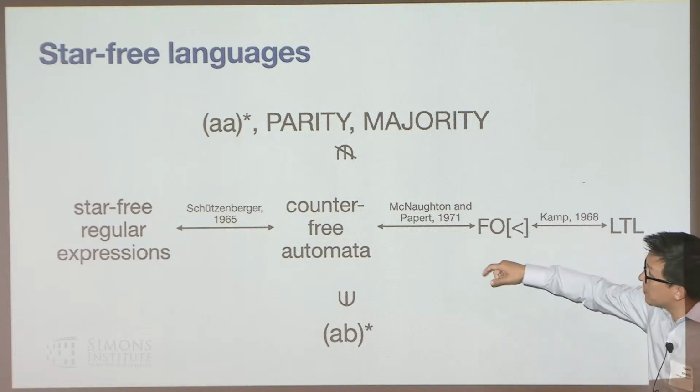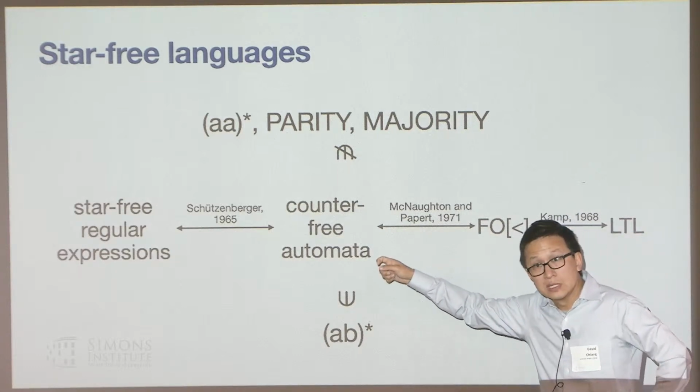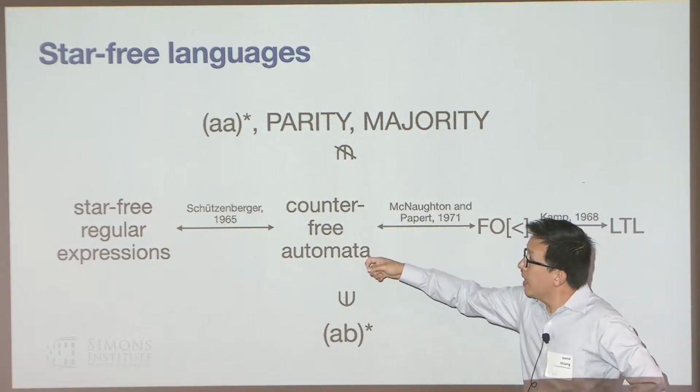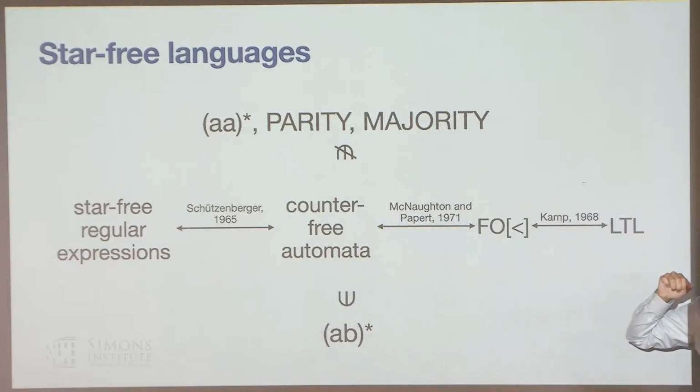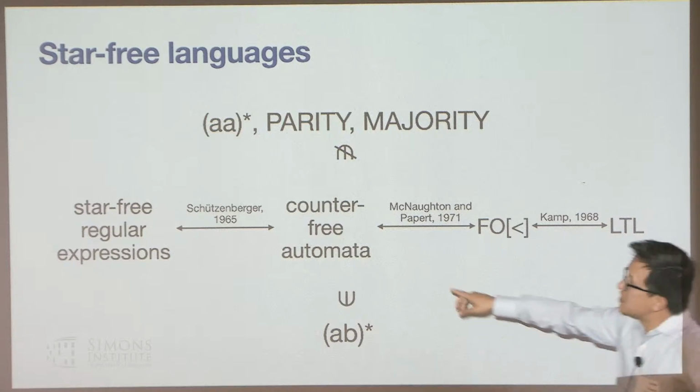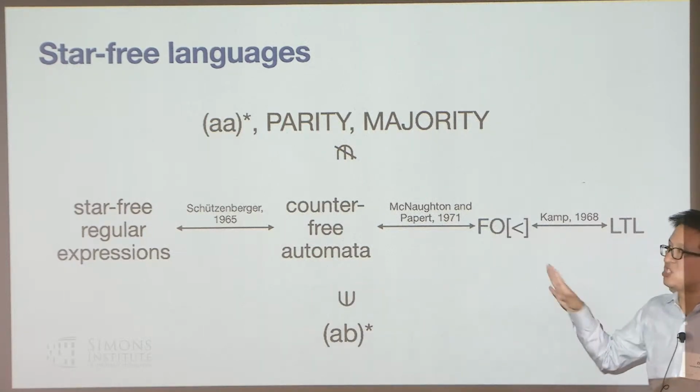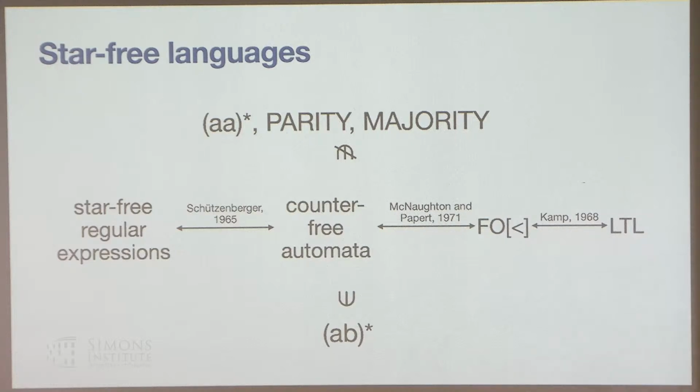Those two are both equivalent to counter-free automata or aperiodic automata. And those are also equivalent to a restriction of regular expressions called star-free regular expressions. So the most common, everyday name for this class of languages is the star-free languages. The definitions of these two things are not that important. This is just to show you that this is a well-studied, robust class of languages.